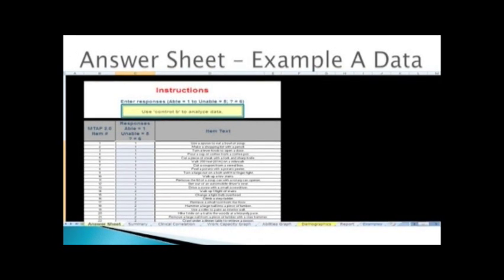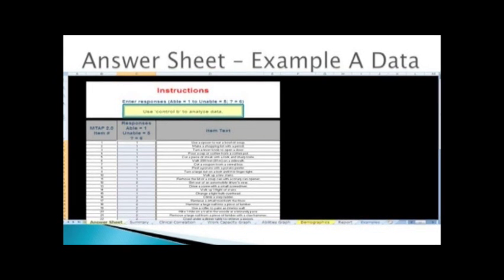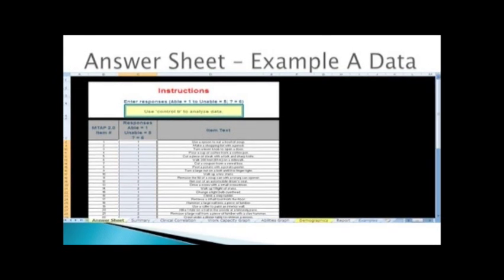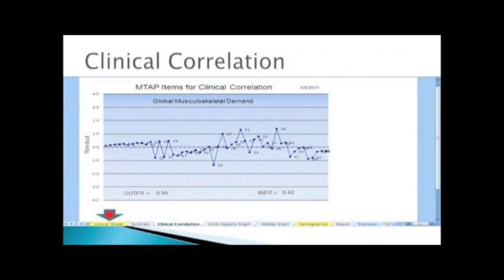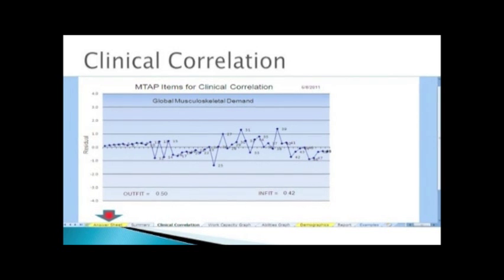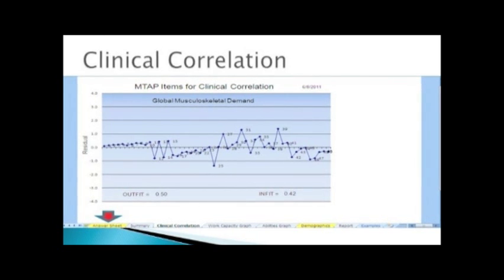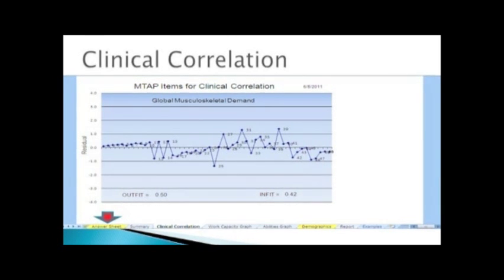In order to analyze the data, click Ctrl-B. Do that now. Normally, as you analyze your client's data, you're going to navigate between the Clinical Correlation tab and the Answer Sheet tab. There's an awful lot to look at in this tab. We'll get back to this in a future lesson and explore it in detail. For the present, however, let's explore some of the other tabs.